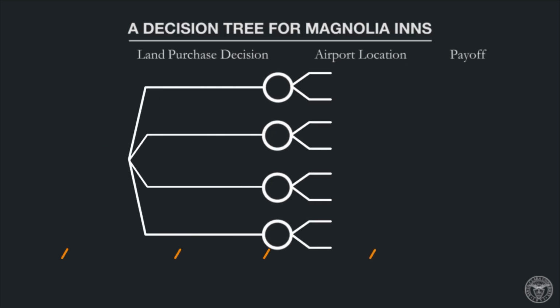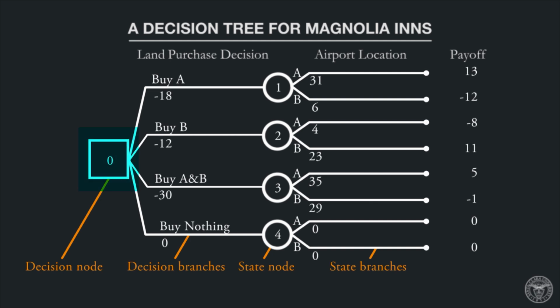For example, in this decision tree, we use this square to denote the decision node. We have some branches, which we call decision branches. And then we have some round nodes. We use those to denote the state nodes. We can also have some state branches. For example, in this case, starting from the decision node, we have 4 decision branches. That would be purchase A, purchase B, A and B, or do nothing.